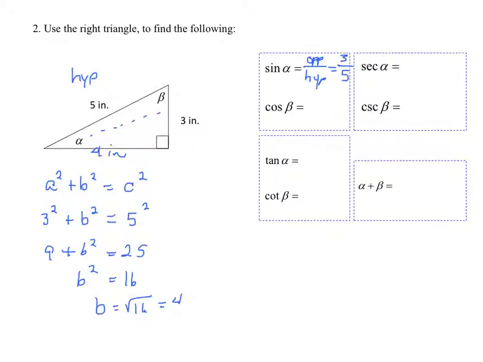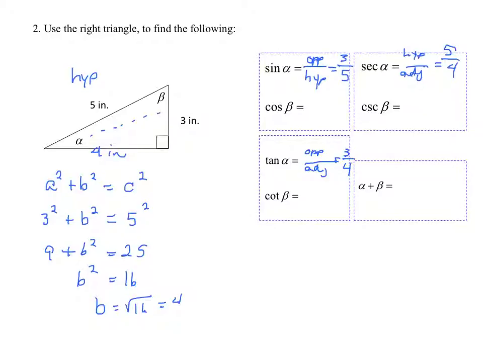Now, what about the tangent of alpha? Well, the tangent is opposite over adjacent. So that would be 3 over 4. Looking good? So far, so good? Now, what about the secant? Well, secant is hypotenuse over adjacent, just knowing that because we just know it. So it's 5 over 4. So we're doing great.